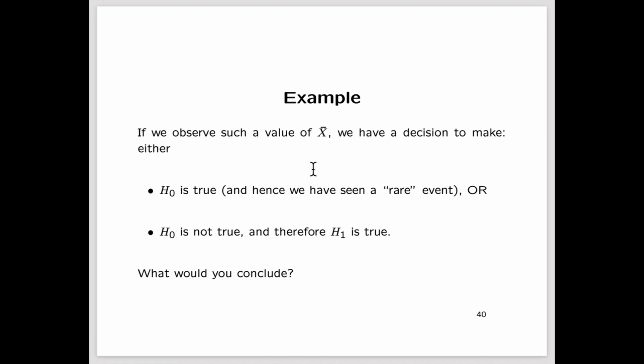Either the null hypothesis is true, and hence we've seen a rare event, or the null hypothesis is not true, and if it's not true, the alternative hypothesis must be true. So if we observe such a value of X bar that is extreme, that's unusual, that's unlikely, what would you do? What would you conclude? What would you choose to do as a strategy in drawing your conclusion?